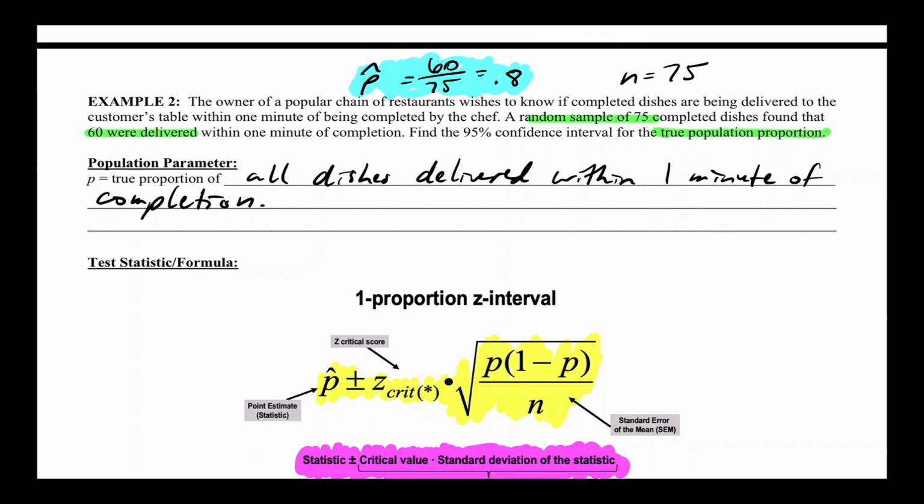What percent of all of the dishes are being delivered within 1 minute? Okay. The sample is 80%, right? That's just the sample. But what they want us to do is, based off that sample, find the true percentage of all of the dishes. So we did the population parameter: the true proportion of all dishes delivered within 1 minute of completion.